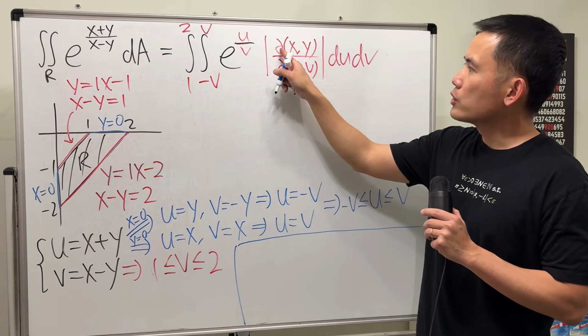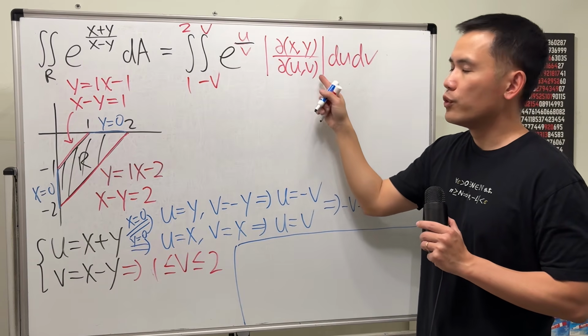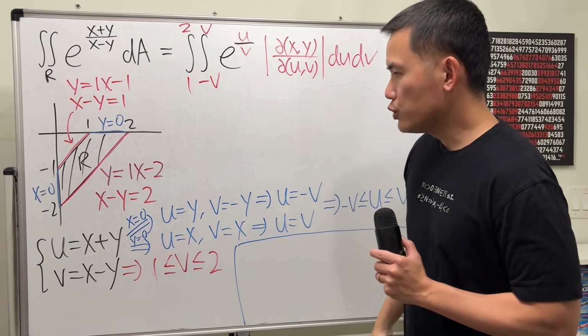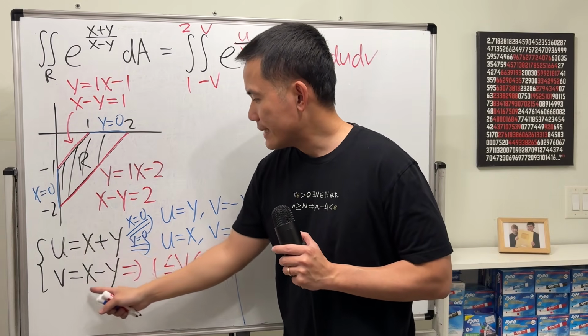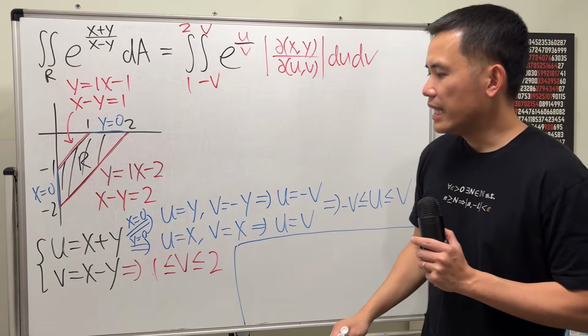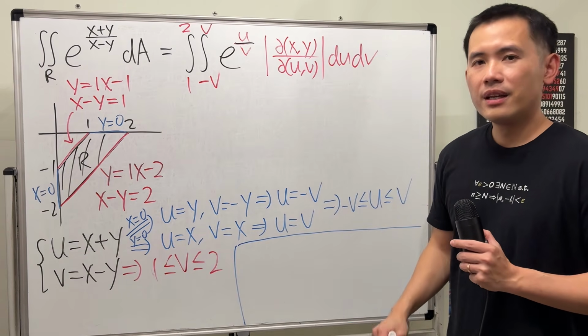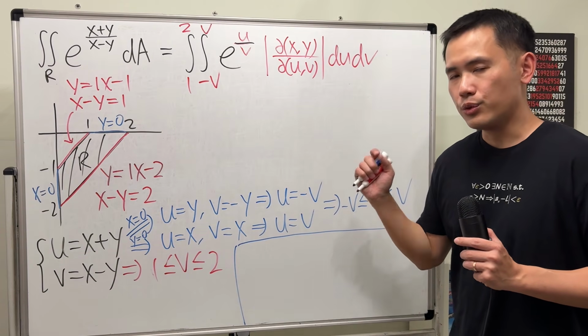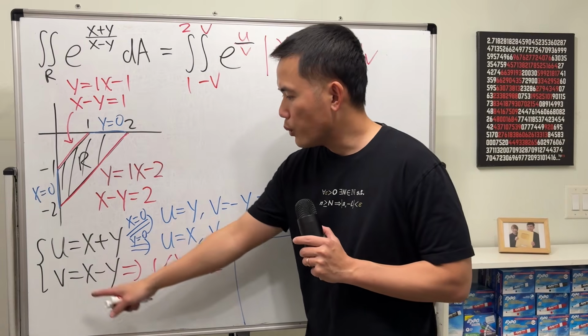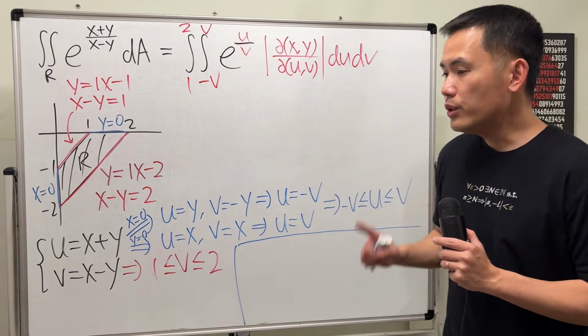Notice we have the partial of xy over partial of uv. So normally what you have to do is solve for x and y from this system of equations, and then take the partial derivative. That's okay, but the truth is, you don't have to do that. Especially when you have uv isolated already, you can do the following.